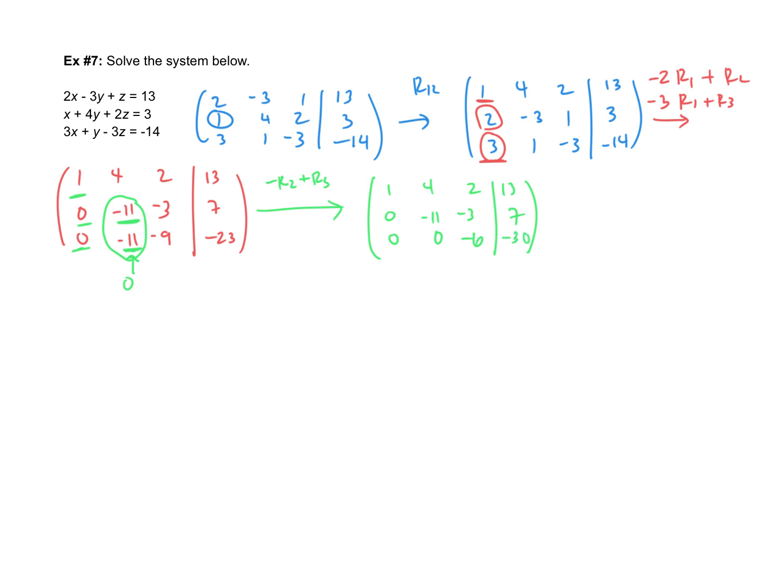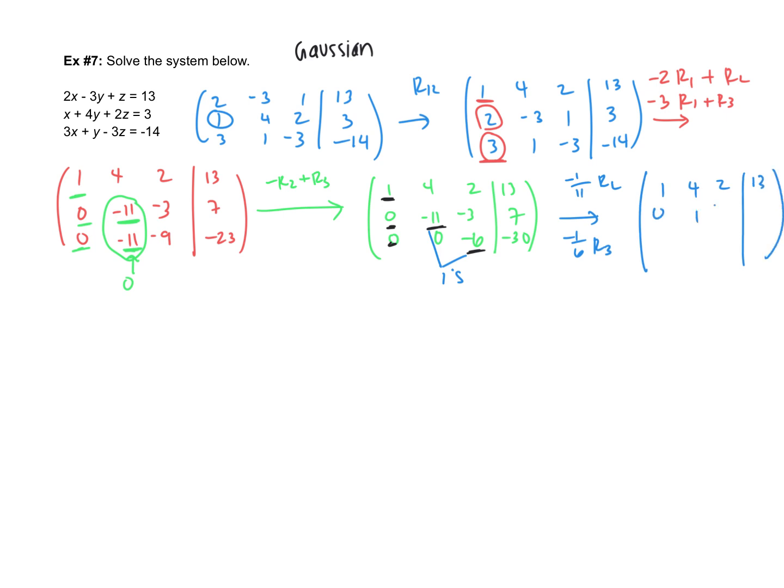Okay, so now doing a check-in again, I didn't say this before, but I'm going to start like we did with the previous example with Gaussian. I have a 1 here, I have 0, 0, I need this to be a 1, and I need this to be a 1. So maybe making it a little bit clearer, I want these to be 1s. The way I can do that is if I take row 2 and multiply it by negative 1 over 11, and I take row 3 and multiply it by negative 1/6, then I'll have my 1, 4, 2, 13, and I'll have 0, 1, 3 over 11, negative 7 over 11, and then 0, 0, 1, and 5.